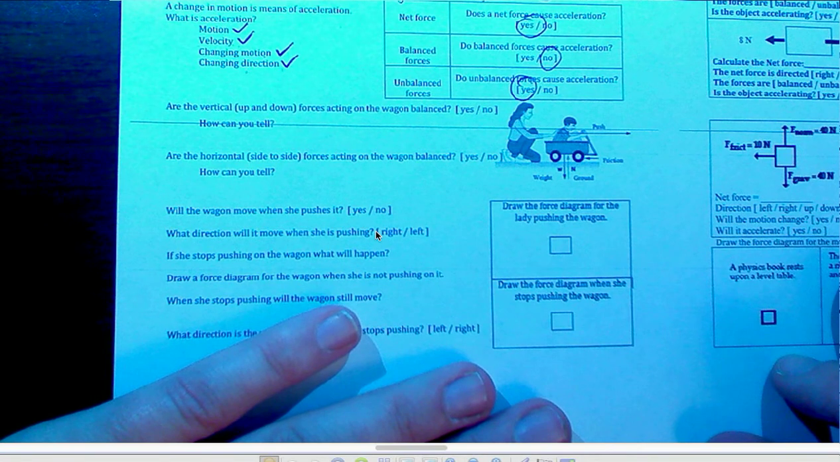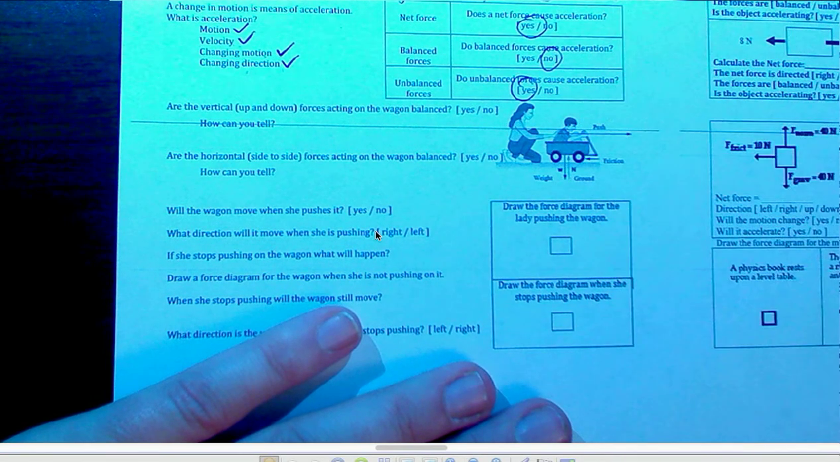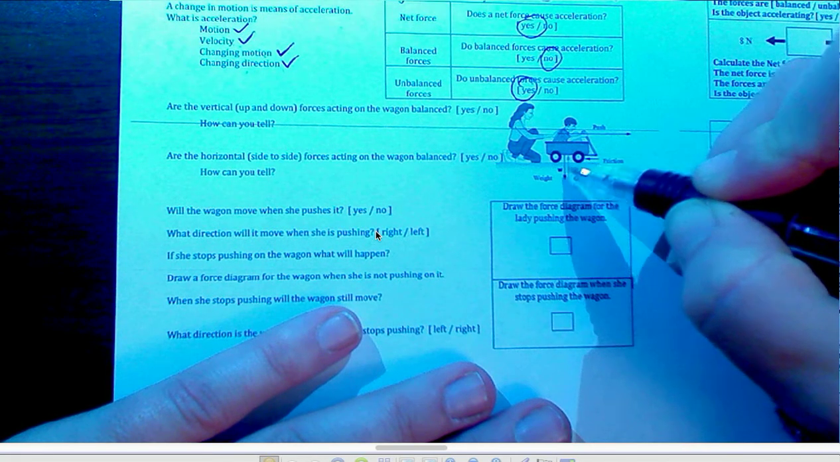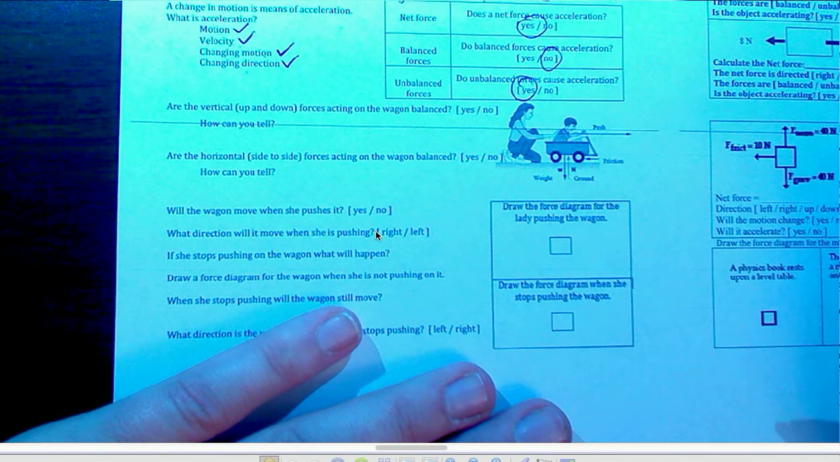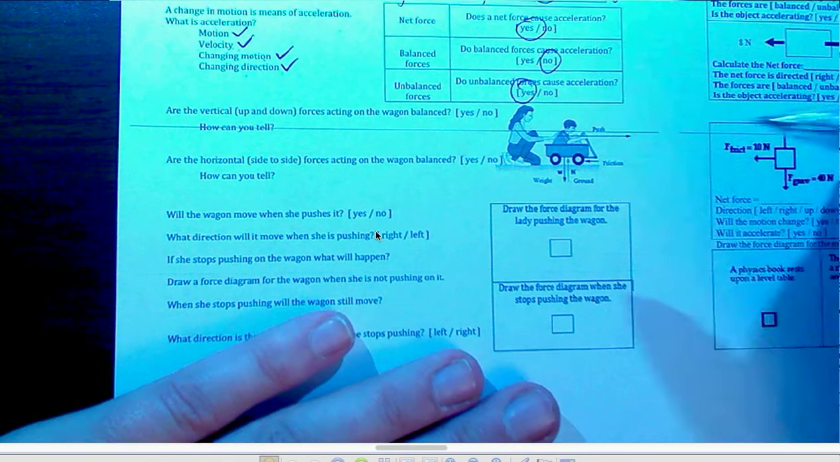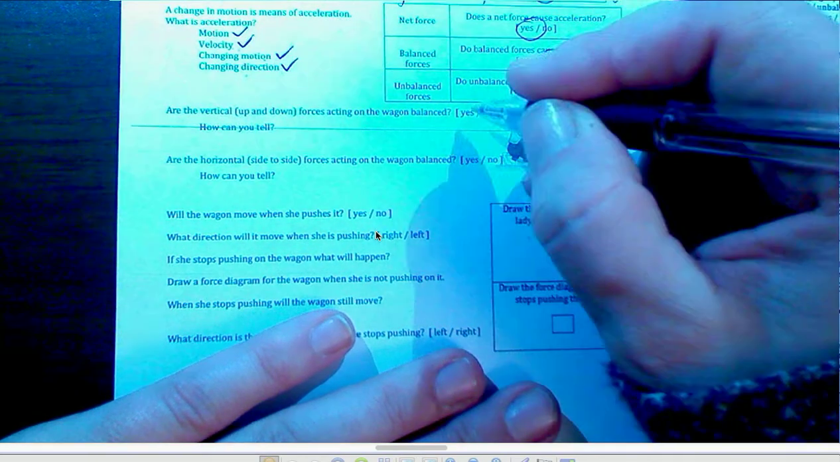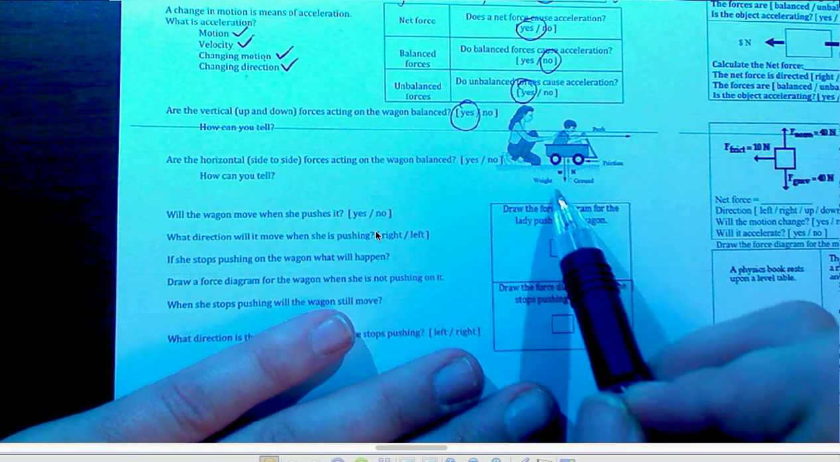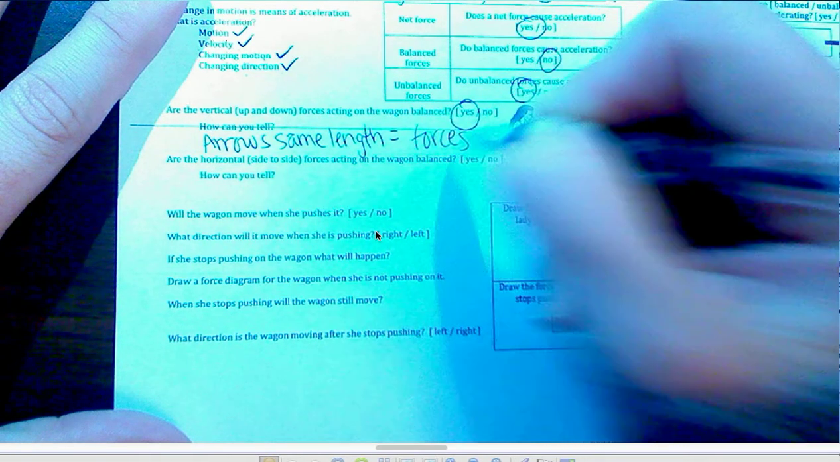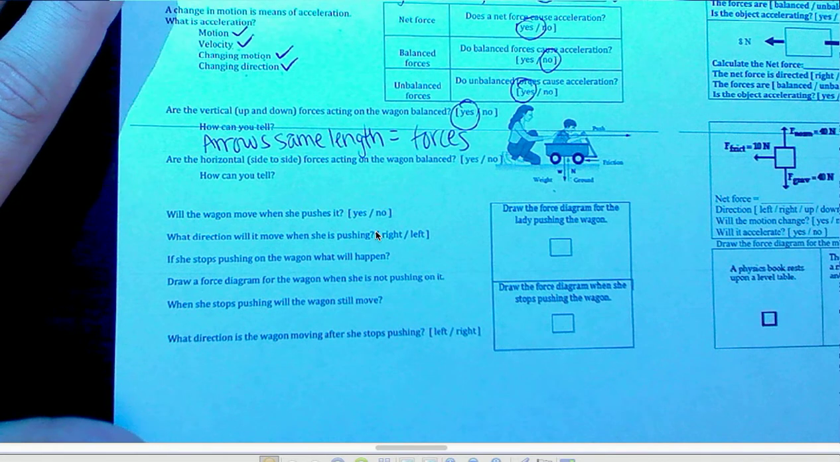It says, are the vertical, the up and down, forces acting on the wagon balanced? Yes or no? This is how we know. We have the same length in our arrow. It doesn't give us a number, but it gives us the same length. So therefore, yes, they are balanced. How we can tell is because our arrows are the same length, which means we have the same force. We have equal forces.